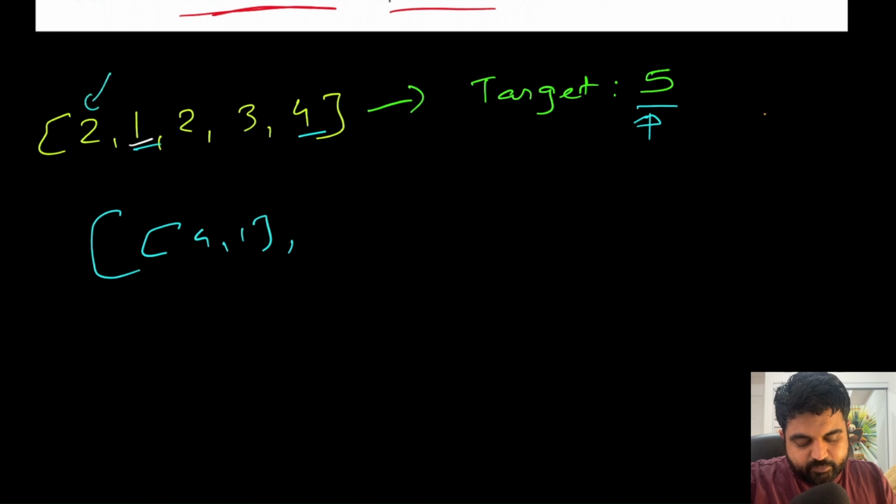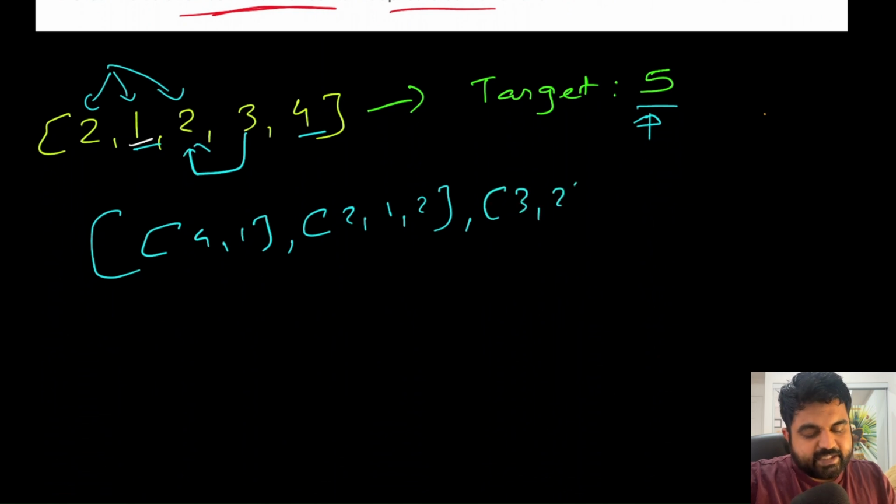Next, we have value 2, 1 and 2. So once again we can generate the value like this, and this can also be an answer. Next, we can do 3 and 2. This is also one of the subsets that can generate the answer.